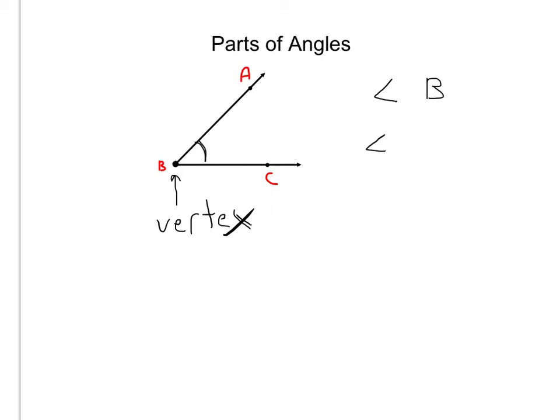So another way I could name it is angle A, B, C, or I could name it angle C, B, A. But your vertex always has to be in the middle when you name it. So it's A, B, C, or C, B, A. Because that's how we make that angle. That's how it forms. So any one of these three are okay. These two are better when there's multiple angles that are involved.